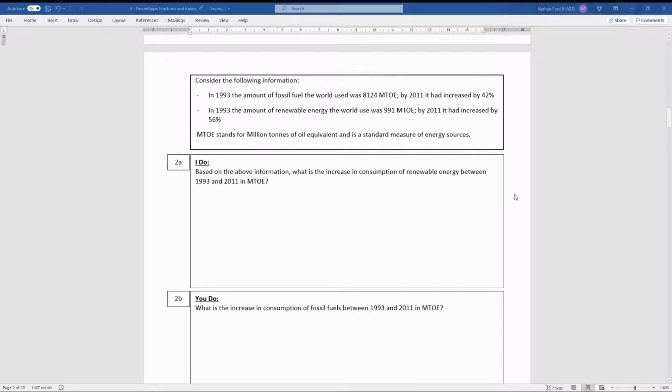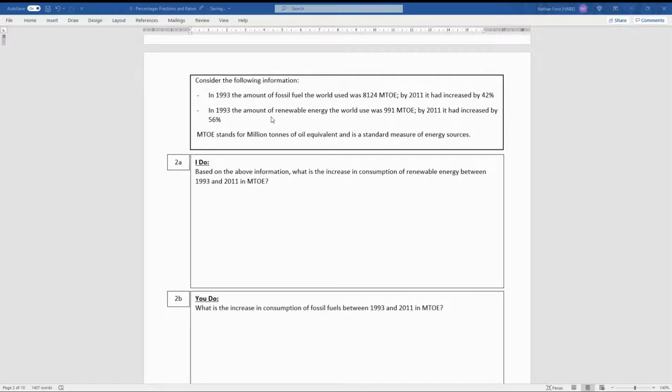So what we're going to do now is this next section here, which is on percentage increase. So let's have a read. Based on the above information, we have to consider the following information. In 1993, the amount of fossil fuel the world used was 8124 MTOE. As it says there, that's million tons of oil equivalent. By 2011, it had increased by 42%.